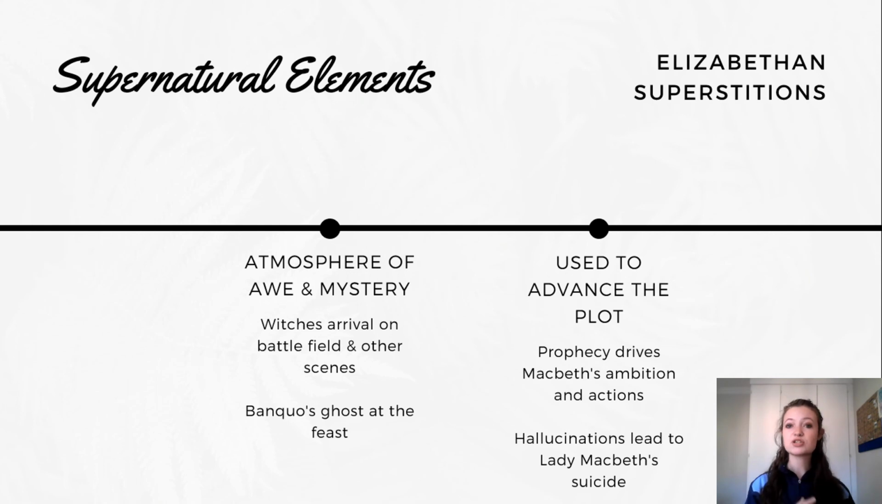So we see the supernatural elements here. If you remember the introduction to Shakespeare presentation, you saw that the Elizabethans were quite superstitious and that they did believe in these supernatural elements. The supernatural elements really create an atmosphere of awe and mystery. We see this when the witches arrive on the battlefield and in the other scenes where they are, and also when we see Banquo's ghost at the feast. It's also used to advance the plot: the prophecy drives Macbeth's ambitions and his actions, and the hallucinations are what lead to Lady Macbeth's suicide.